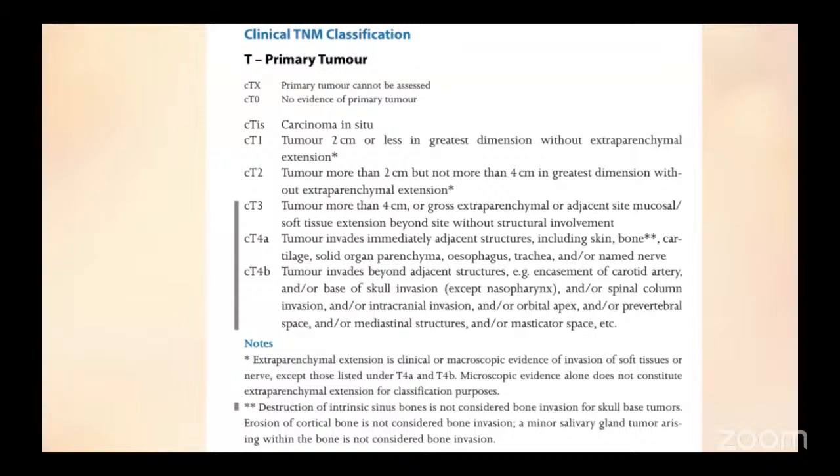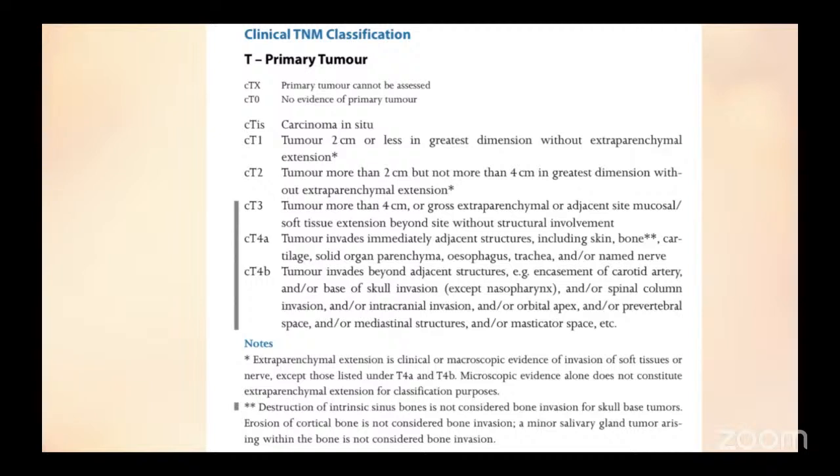T4a is tumor invading adjacent structures like skin, bone, cartilage, solid organ, parenchyma, esophagus, trachea, and/or any named nerve. So solid organ, parenchyma, esophagus, trachea, cartilage were not included in the previous classification. And destruction of the sinus bones or erosion of just the cortical bone is not a criterion for bone involvement to classify it as T4a.